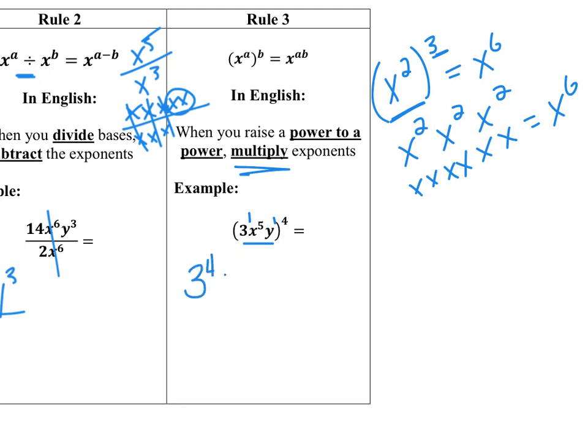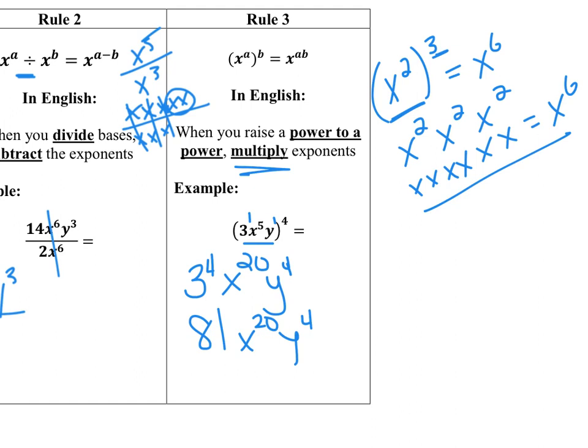accidentally multiply the wrong thing. So you only can multiply exponents. And there we go. That's the answer. Now, 3 to the 4th, generally we do the math there. 3 to the 4th is 81, x to the 20th, y to the 4th. Okay, whenever you get confused, remember these examples. They tend to help you out a little.